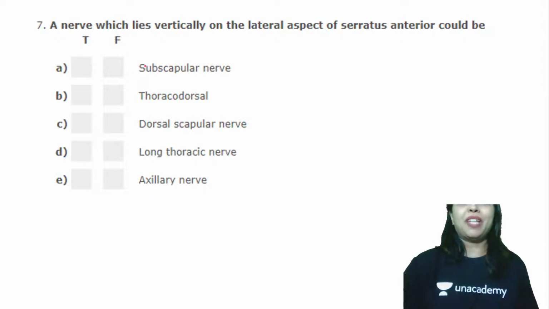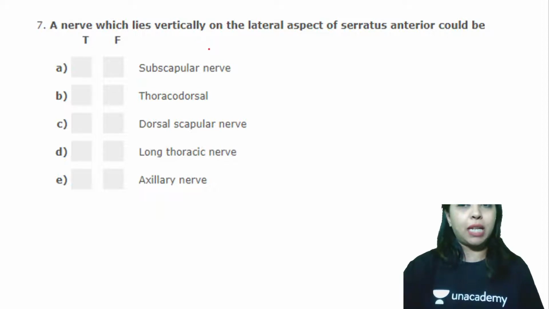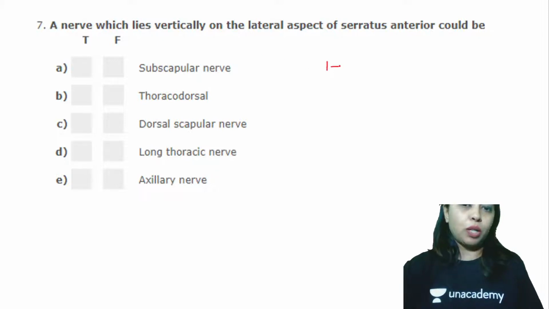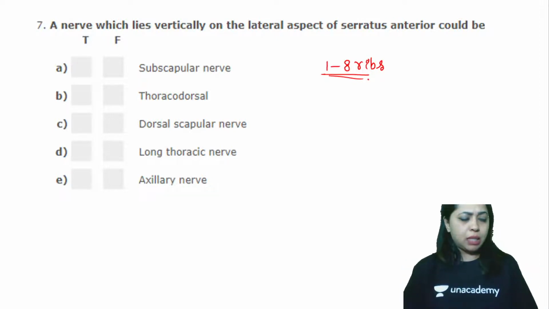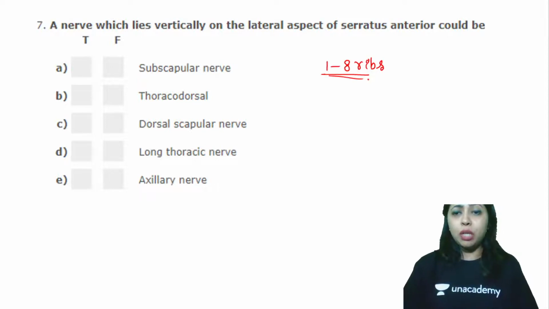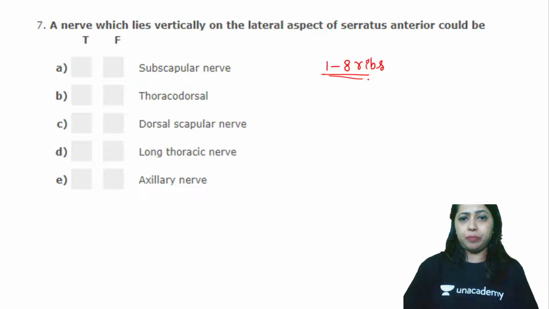Let's go to the next one. A nerve which lies vertically on the lateral aspect of the serratus anterior. So you have to remember where the serratus anterior is. It takes origin from 1 to 8 ribs. So vertically on the lateral aspect of serratus anterior, we have to see a picture which shows you which one lies lateral to serratus anterior. We have subscapular, we have thoracodorsal, we have dorsal scapular, long thoracic nerve and axillary nerve.